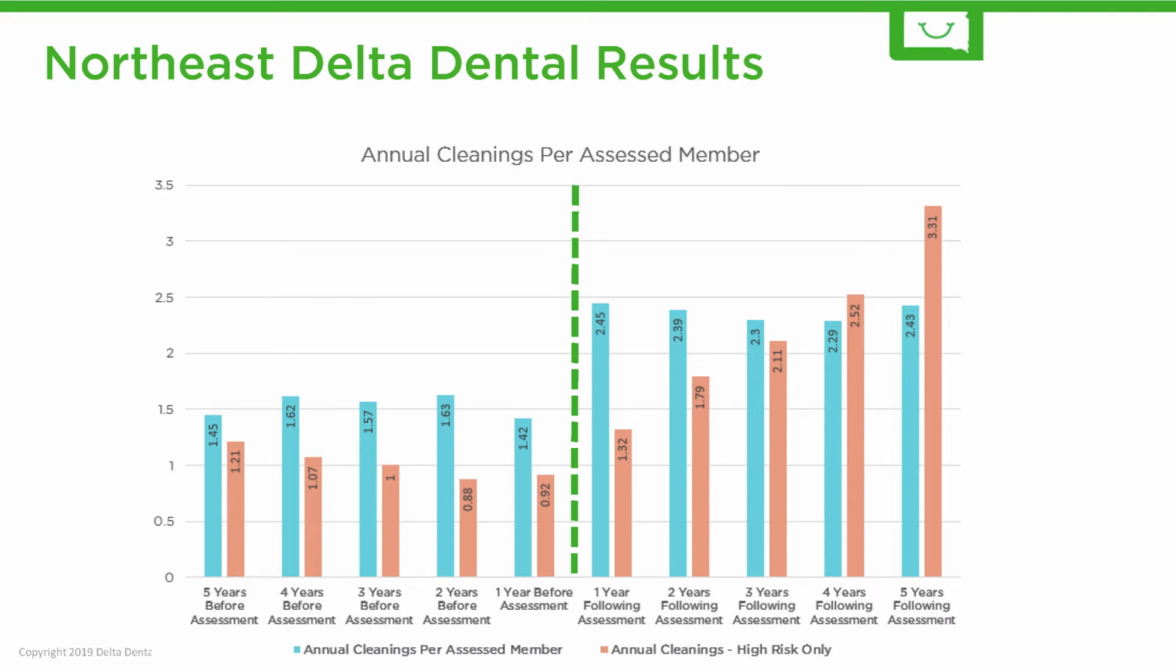As you can see, cleanings per assessed member shifted from approximately 1.5 cleanings per year prior to the assessment to approximately 2.4 cleanings per year after being assessed. The green line is the first time that the risk assessment was performed on all patients. But what's really exciting is that those at the high risk, the orange bars, shifted from just under 1 cleaning per year on average to 3.31 times per year. So this tells us that it is driving the right behavior within the high-risk patients, or those who need the care the most. But here's what is really exciting and unique to our new benefit program.